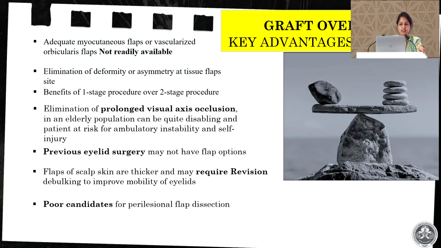Now the next question: why is there a need of graft over the flap? The answer is, graft can be employed where adequate myocutaneous flap or vascularized orbicularis flap is not readily available. Additionally, any deformity or asymmetry at the tissue flap side can be eliminated, and it further adds the benefit of a one-stage procedure. It eliminates prolonged visual axis occlusion, especially in elderly populations where it could be quite disabling and place the patient at risk for ambulatory instability and self-injuries. Many of the flaps are not suitable due to previous eyelid surgery, require revision, and are poor candidates for perilesional flap dissection.